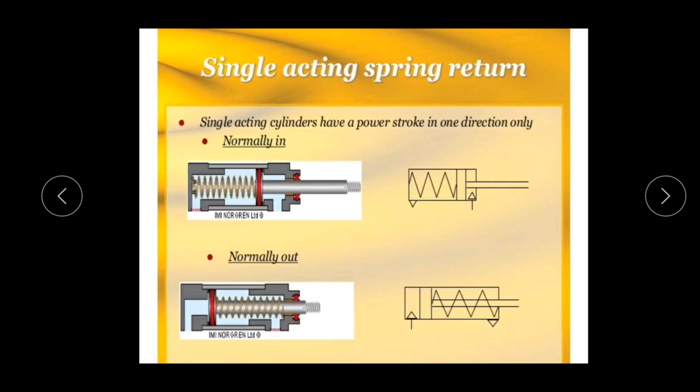After reaching the forwardmost position, when the inlet port is connected to the tank, yes, this port is connected to the tank, the piston returns. The return motion is due to a return spring. The oil moves out of the cylinder through the same port.